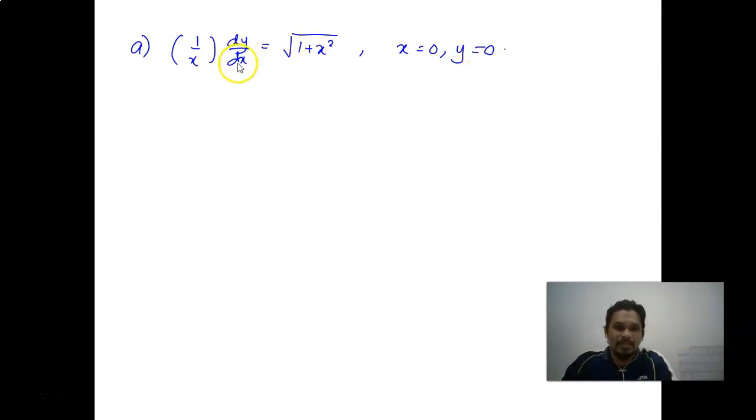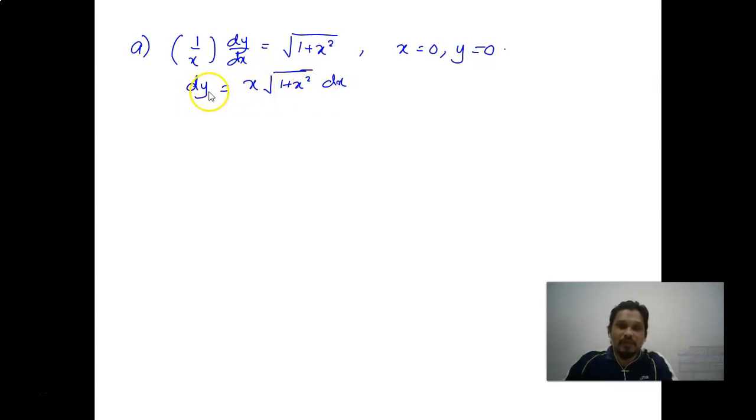So we are going to bring this dx and also x to the other side. So we come out with dy equals x. Do you find any y here? No. So x multiplied with the square root of 1 plus x squared dx. Let's double check. Do you find any x left here? No. And do you find any y left here? No. Okay, so it's complete now.